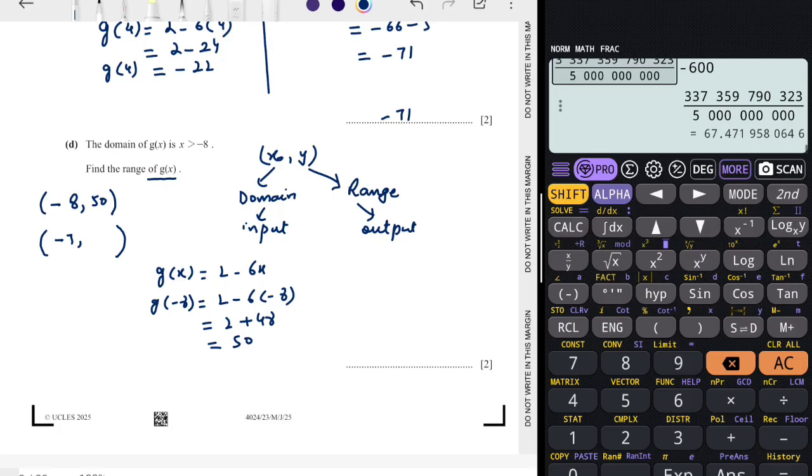Now substitute minus 7, that is greater than minus 8. Let's see what happens. So g of minus 7 is equal to 2 minus 6 times minus 7. This becomes 2 plus 42, and this becomes 44. So if you plug in minus 7, your answer becomes 44. It shows that if the domain is greater, then the range will be smaller. So the final answer would be that the range of g of x is smaller than 50.